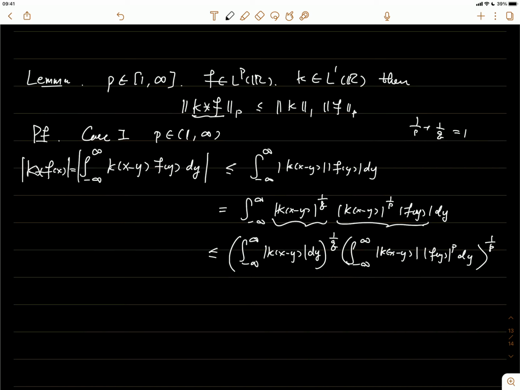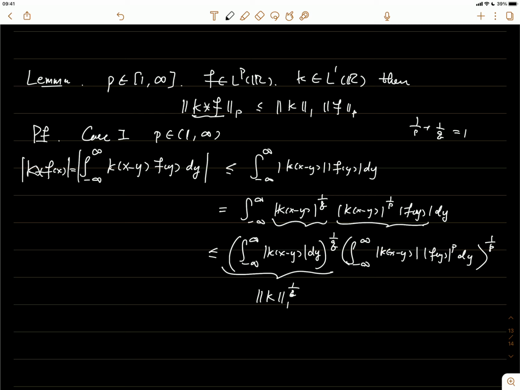Okay, so what this is, for any fixed x, I'm ranging all the y's from negative infinity to positive infinity. So this whole thing here is just the 1 norm of k to the power 1 over q.